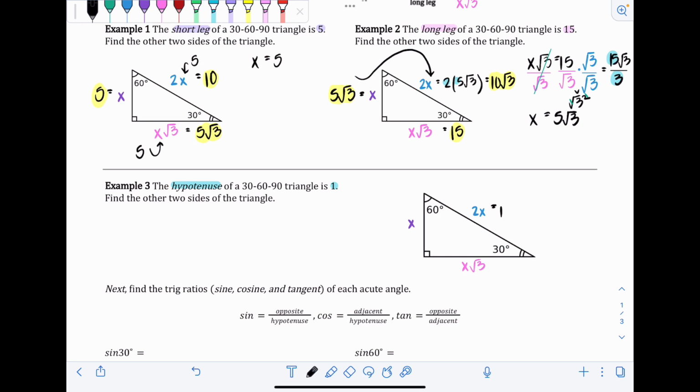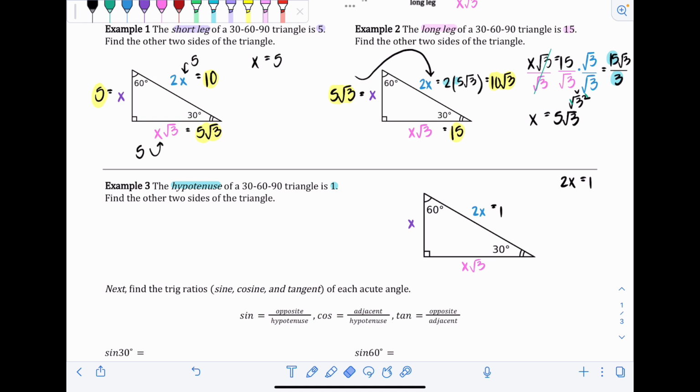Kind of same approach here where we need to solve for x really to be able to find definitely the short leg, but also the long leg as well. So I'm going to take this equation that we just wrote, 2x equals 1, and solve that for x. And if you recognize that the hypotenuse is 1 and you know that the hypotenuse is double the short leg, then you can just jump to the short leg is 1/2. But if you'd rather see it written out and solved, that's fine too.